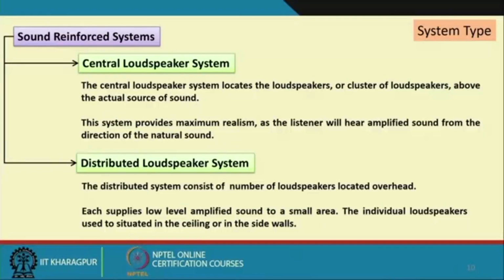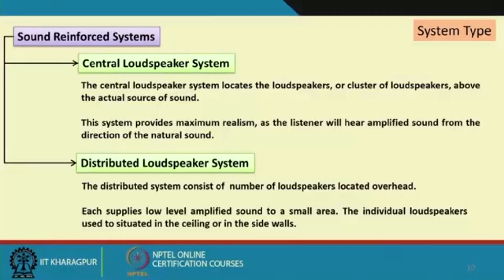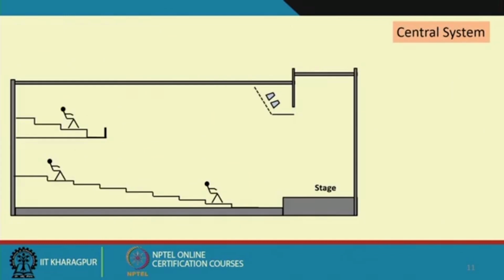And the second one is called a distributed speaker system, where the loudspeakers are distributed in a small area or maybe in a larger area of the hall or auditorium, where in each distributed loudspeaker a low level of amplification is made, providing the sound reinforcement in a smaller area, and that gives a particular uniformity and reinforces the sound in a particular space.